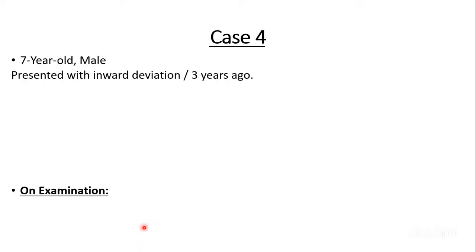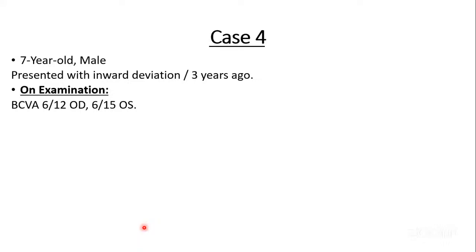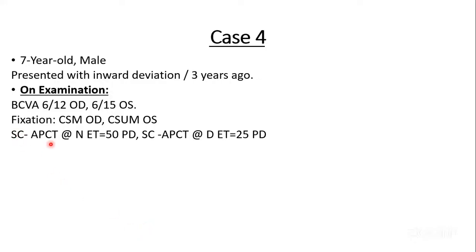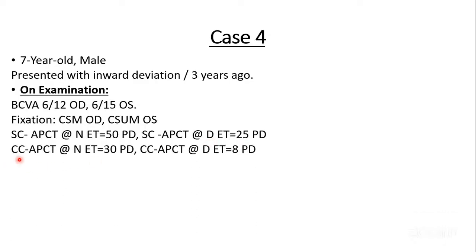Okay, case number 4, a 7-year-old male presented with inward deviation since 3 years. On examination, best corrected visual acuity 6/12 in right eye, 6/15 in left eye, central steady maintained in the right eye, central unmaintained in the left eye. Without glasses, patient is having esotropia 50 at near and esotropia 25 at distance. And with glasses, patient is having esotropia at near 30 prism diopter and esotropia at distance 8 prism diopter.